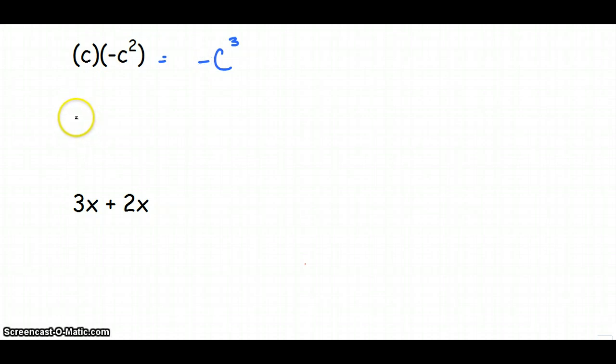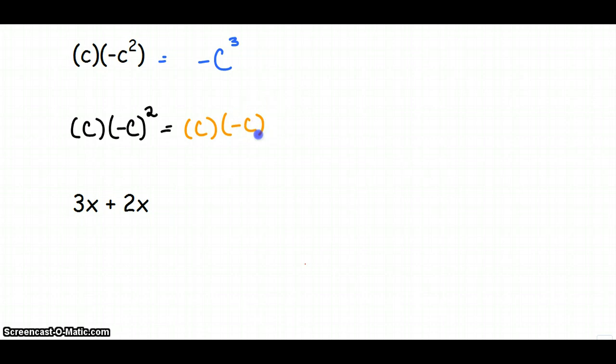Now let's look at one that's similar. Let's say that I had c times negative c squared. This time my exponent is outside the parentheses. This one looks the same, but it's different. This time what I have is c times negative c times negative c. Now how many negatives do I have? 1, 2.